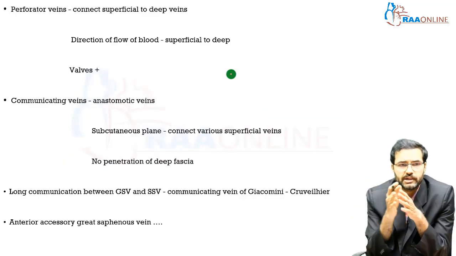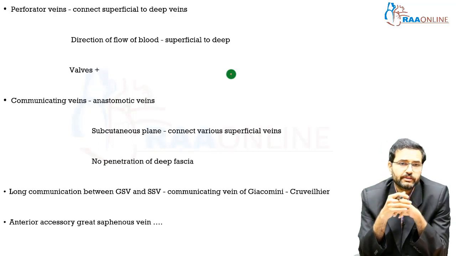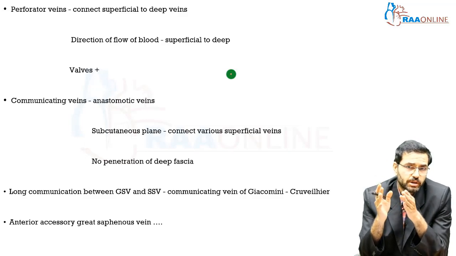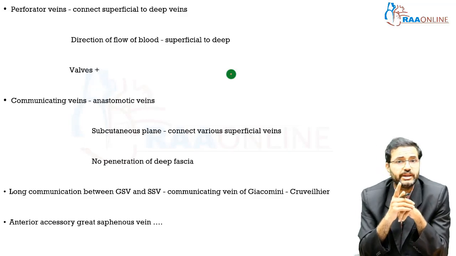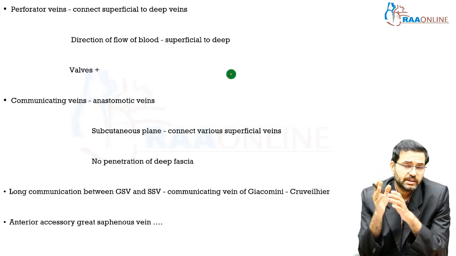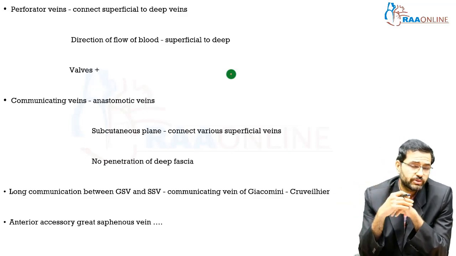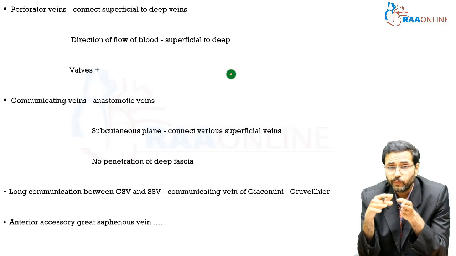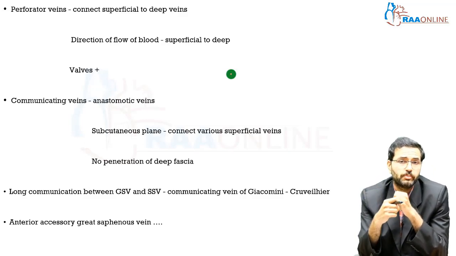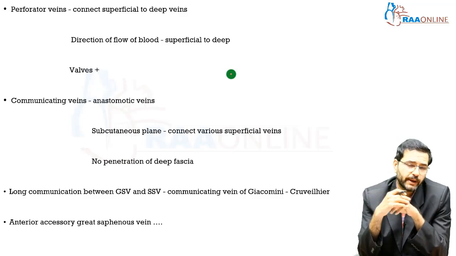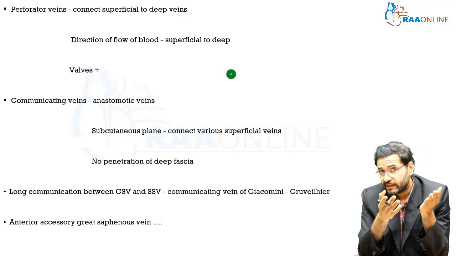Now, like I said earlier, other than the superficial veins, you have perforator veins. What are these perforator veins? The perforator veins connect the superficial to the deep veins. The flow of blood is always from the superficial veins to the deep veins, because the deep veins tend to have lower resistance and lower pressures when compared to the superficial veins, and there is an intervening valve between them. This valve ensures that there is only unidirectional flow of blood from the superficial to the deep vein.